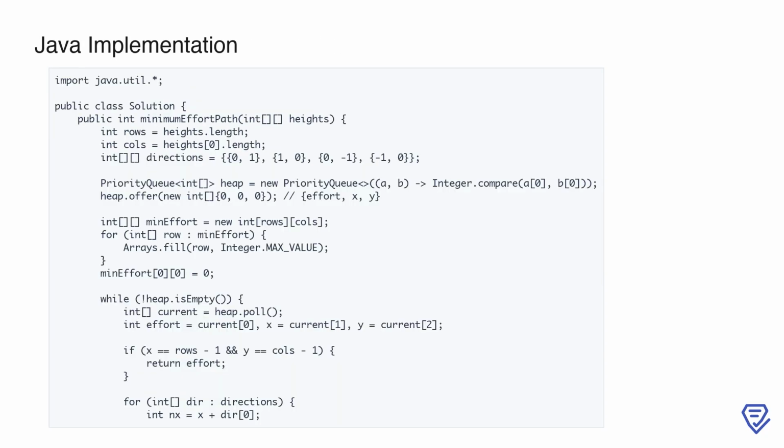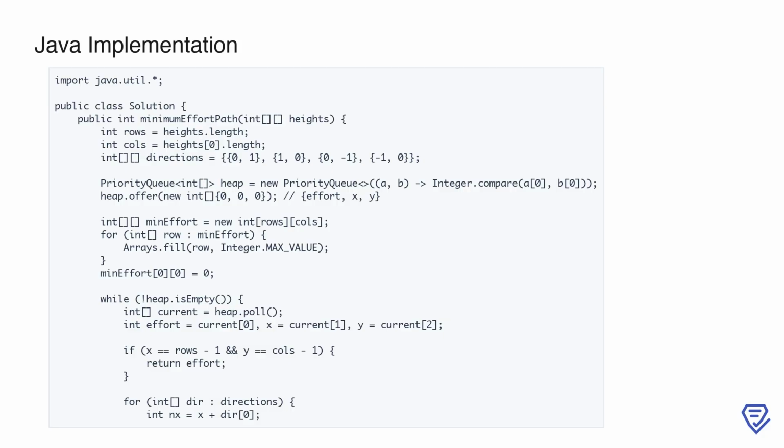Here, we start with the Java implementation for solving the path with minimum effort problem. First, we import the necessary packages and define our solution class with the minimum effort path method. The input to this method is a 2D array representing the terrain heights. We determine the number of rows and columns in the grid and define a directions array to represent the 4 possible movements: right, down, left, and up.